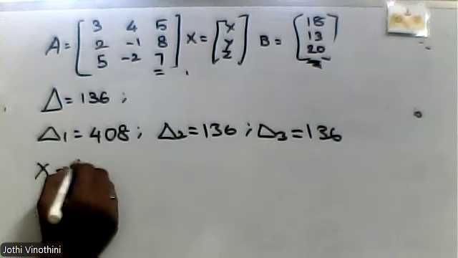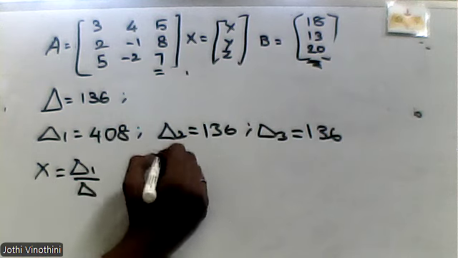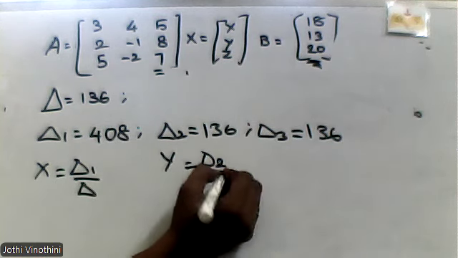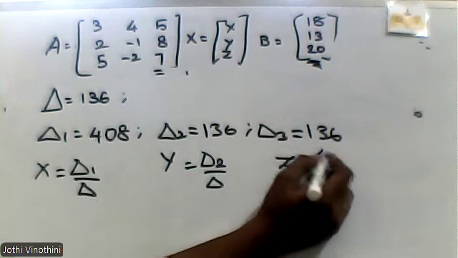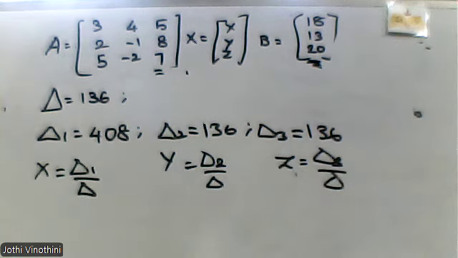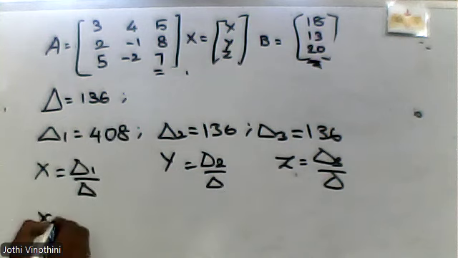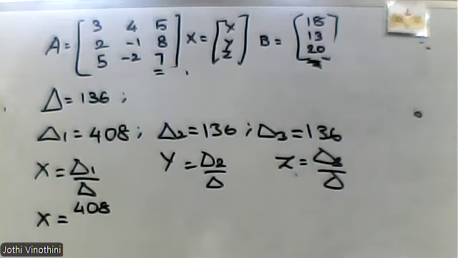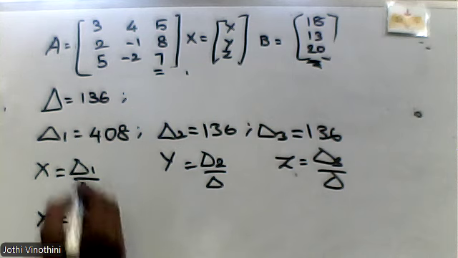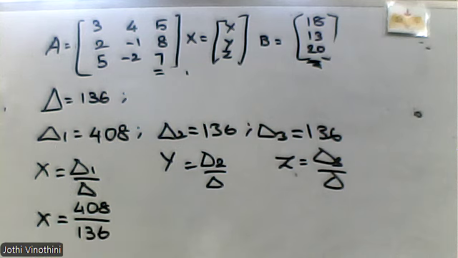x equals del 1 by del, y equals del 2 by del, and z equals del 3 by del. Clear? So now we know all the values del 1, del 2, del 3 and del. If we substitute these values in the equation, we will get x, y and z. So x equals del 1. What is del 1? 408, right? Divided by del, which is 136.